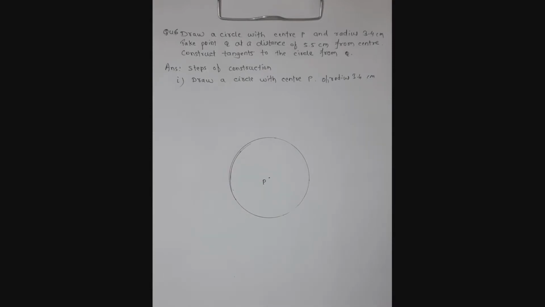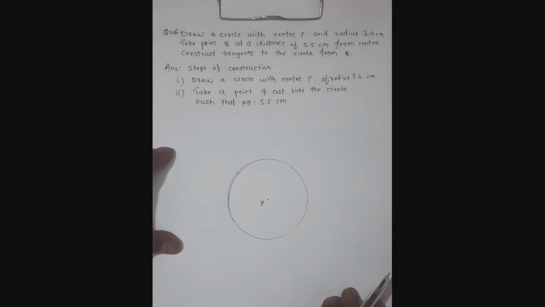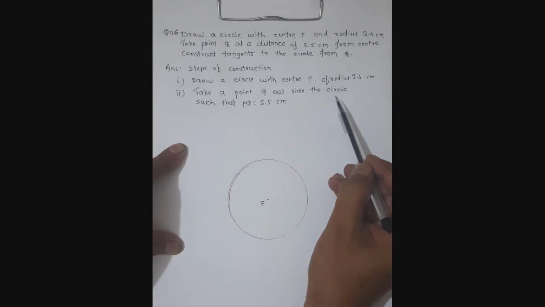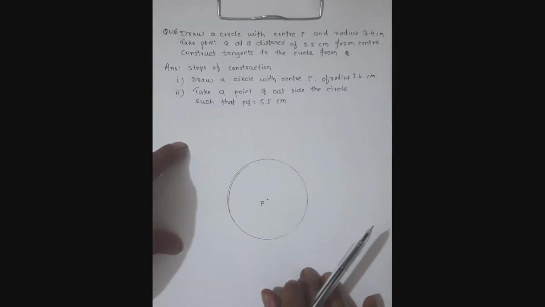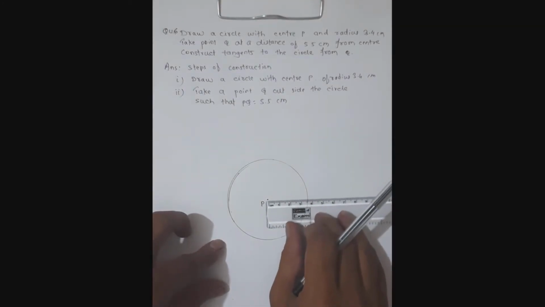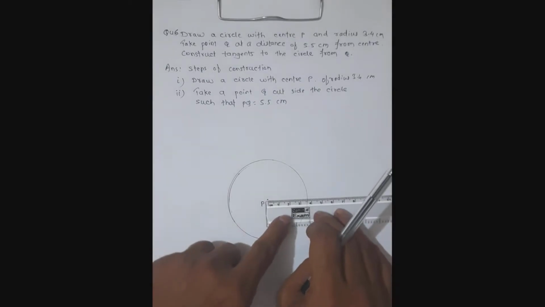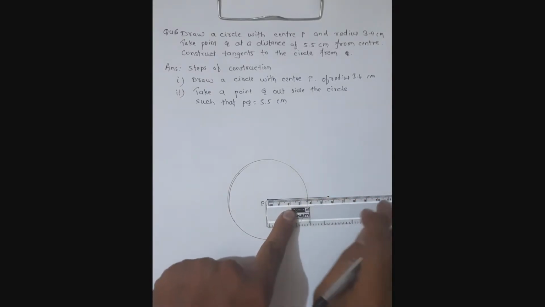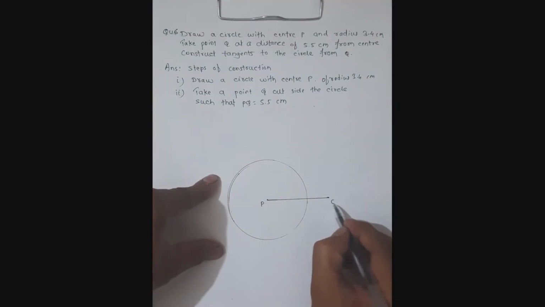Now second step is we have to take a point Q at a distance of 5.5 centimeter. So we write here second step as: take a point Q outside the circle such that PQ equals 5.5 centimeter. So we put here the scale. So we measure here distance 5.5 centimeter. So here is 5.5 centimeter. So we join this with point P. So this point we call point Q.